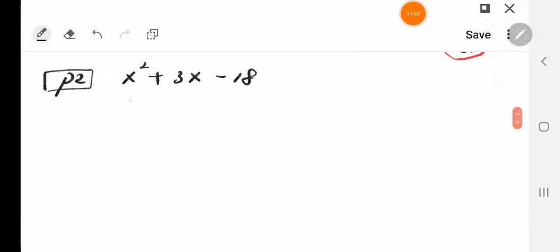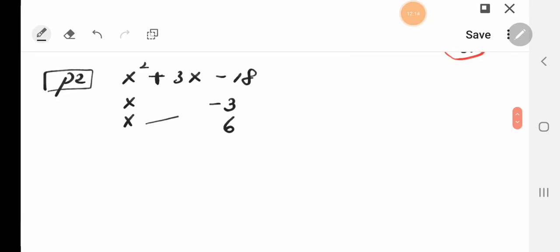The first term is always x times x, so the product is x squared. The last term is a constant, negative 18, as a product. We can try 3 times 6. 3 times 6 is 18. We have to put the negative sign. The result has to be positive 3, so if the negative sign goes on the smaller number, then the sum will be positive.